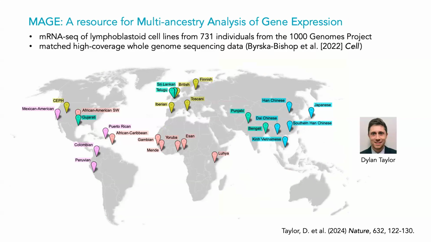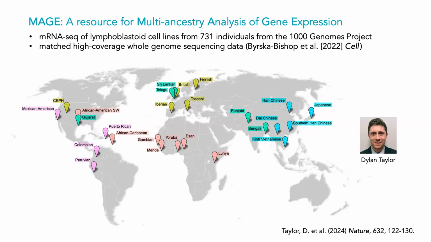And so to try to address that issue, my lab recently generated an RNA-seq data set from lymphoblastoid cell lines from 731 individuals from the 1000 Genomes Project. These cell lines are commercially available from Coriell. And importantly, there's already existing high coverage whole genome sequence data, publicly available, open access from those same samples.